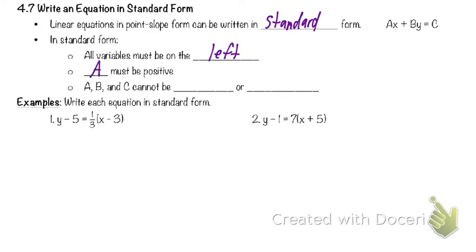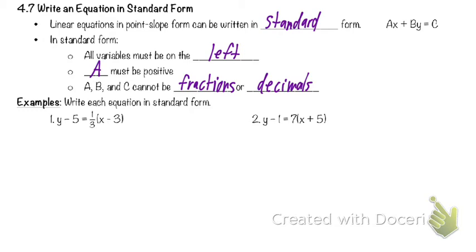A must be a positive number. So for it to truly be in standard form, we need A to be positive, whatever's with the X. A lot of times we'll call it our leading coefficient because it's the coefficient, the number with the variable, that leads the form. A, B, and C cannot be fractions or decimals. We don't want any fractions, nor do we want decimals.